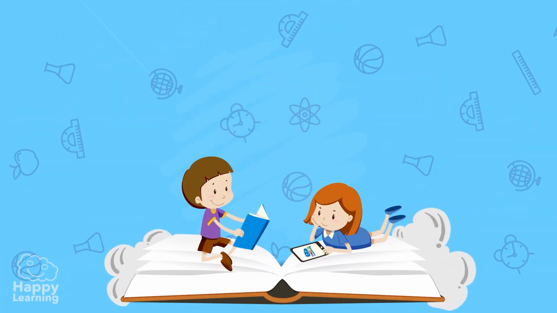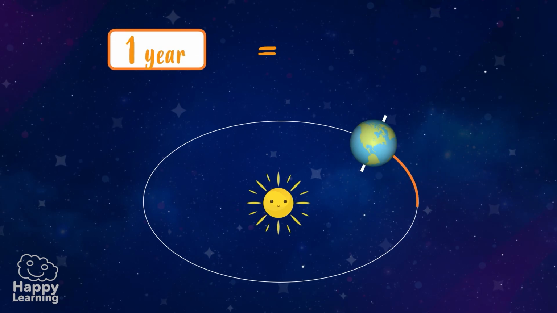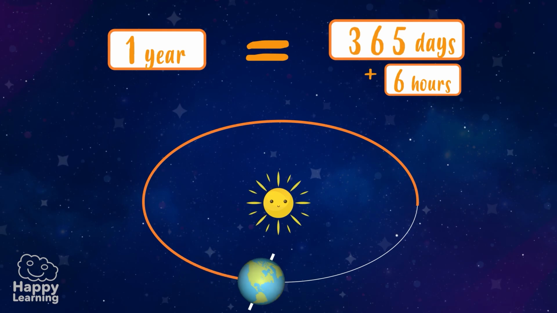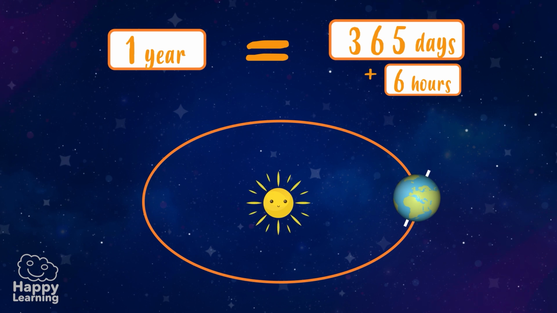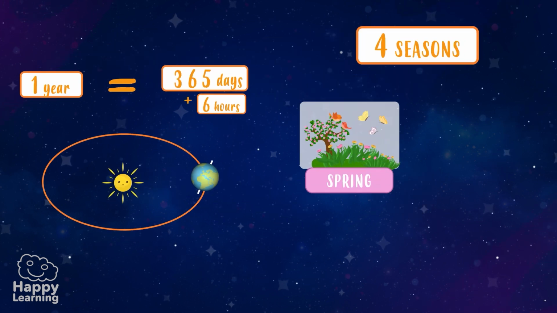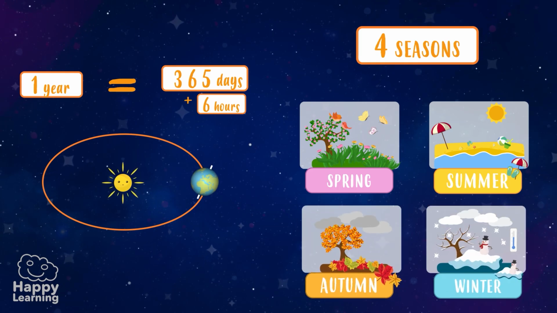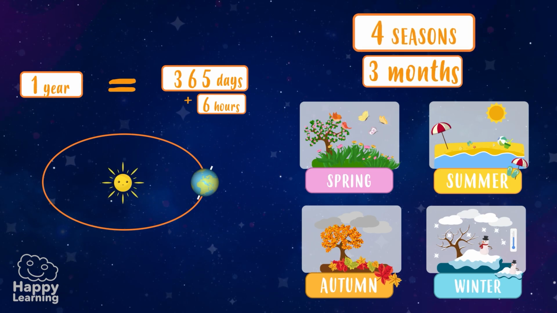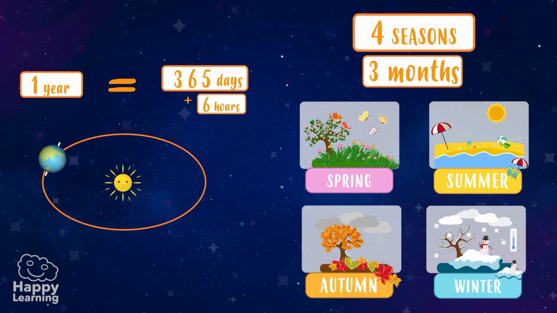Now, let's review. 1 year lasts 365 days and 6 hours, which is how long it will take the Earth to do one rotation of the Sun. During a year, there are 4 seasons: spring, summer, autumn, and winter. Each season lasts approximately 3 months, and each one of them has a different climate. And I almost forgot. The movement that the Earth does around the Sun is called the rotational movement.